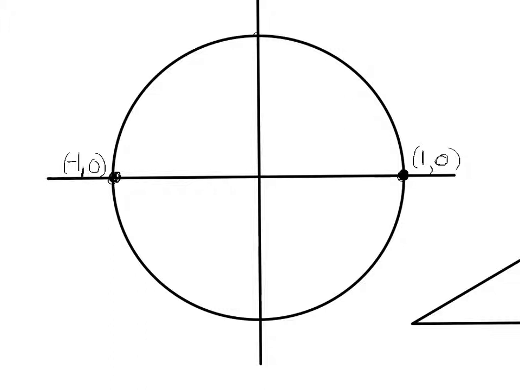If we look at the very top, here the x value is going to be 0, and the y value is going to be a positive 1, because remember, we're still 1 away. And at the bottom, the x value is going to be 0, and the y value is going to be negative 1.